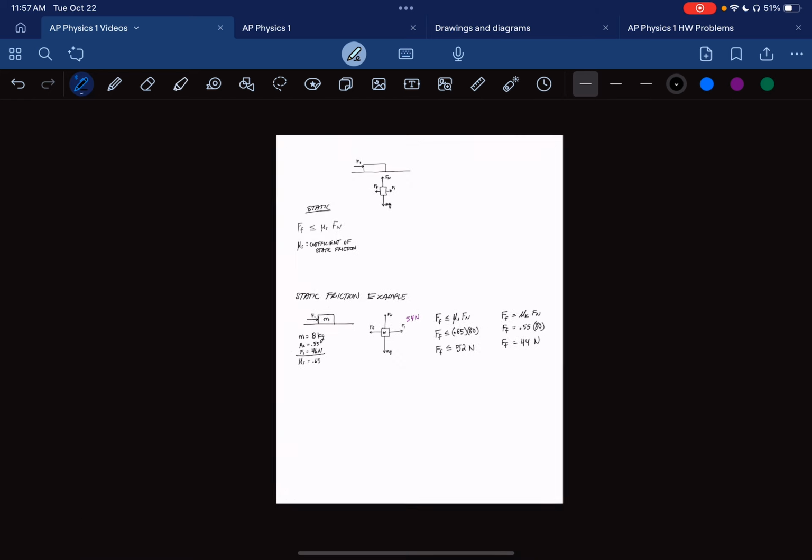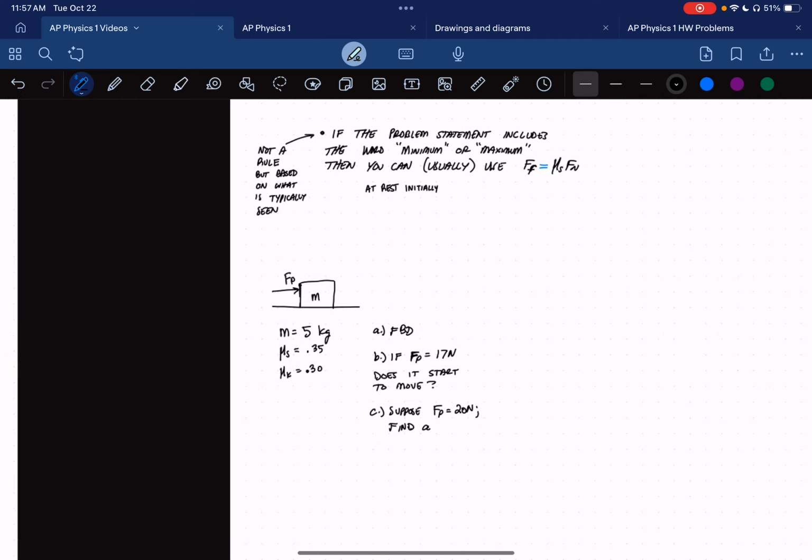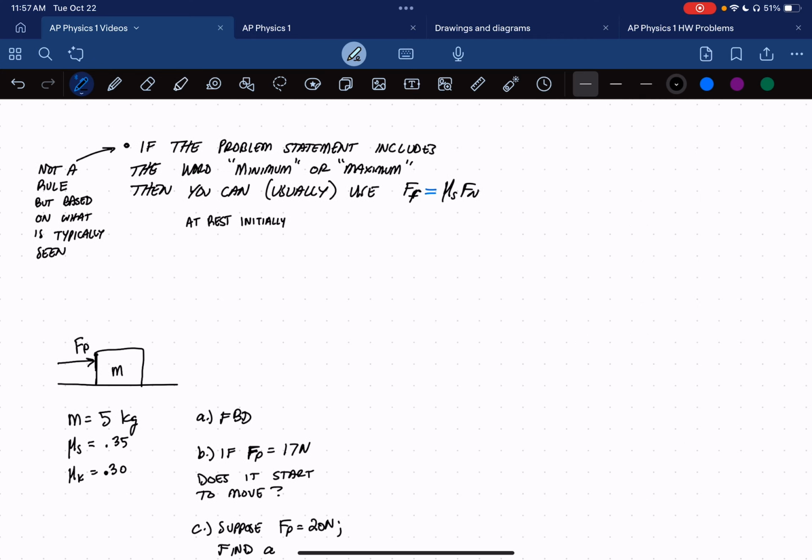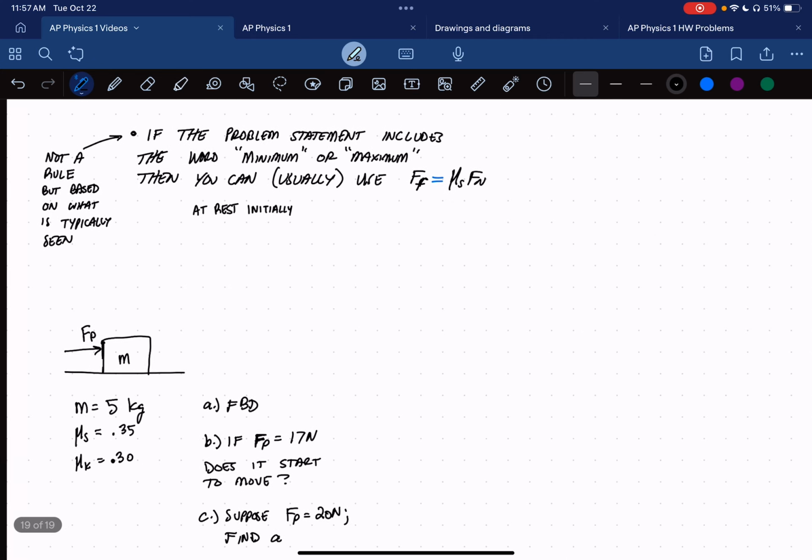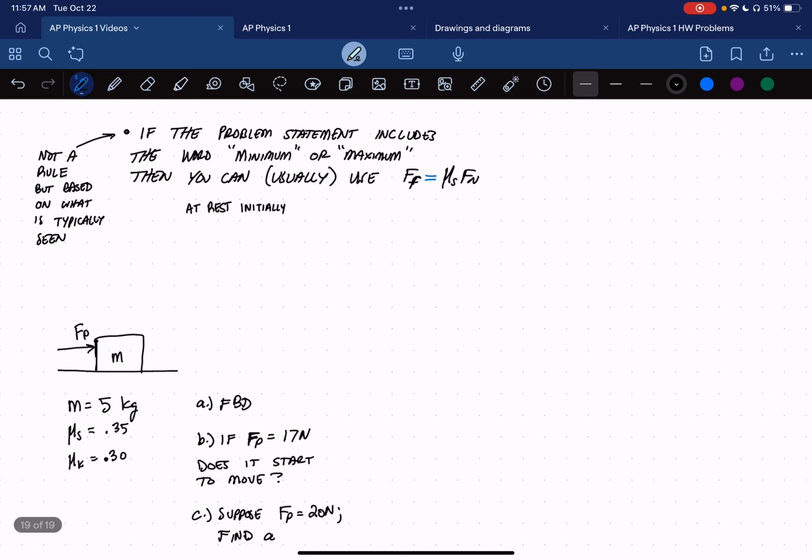So let's just jump right into another example. I think that's maybe the best way to do it. Yeah, we'll come back to this. It says if a problem statement includes the word minimum or maximum, which we're actually going to see in this one, then you can usually use the friction force is equal to mu sub s times Fn. And whoops, this goes over here.